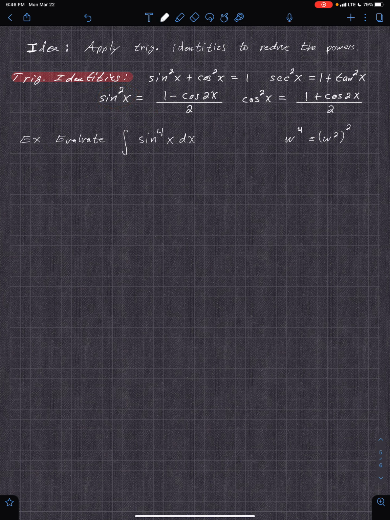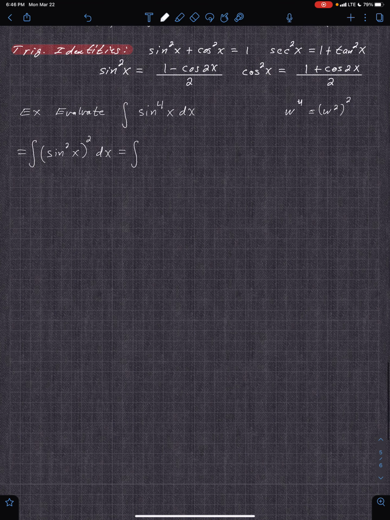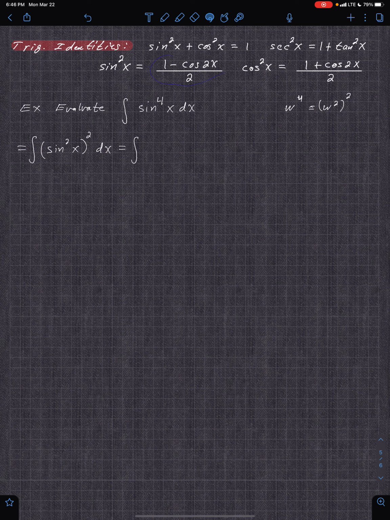So we write this as the integral of sine squared x quantity squared dx. Now let's substitute what sine squared is, all of this, and that is what's being squared. Now we can multiply that out. The 1/4 will factor out, and we just leave it. Then we have to multiply the rest out.